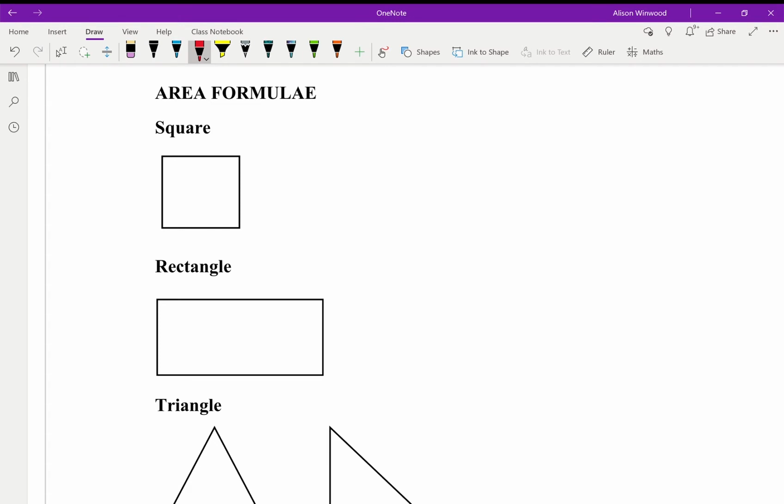A square by definition has the same length as width, so its area is length multiplied by length, or we can write it as length squared.